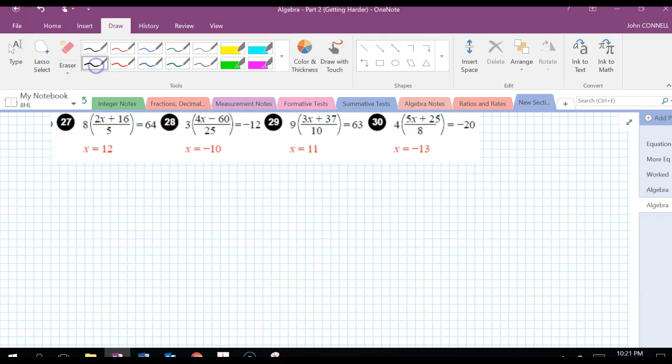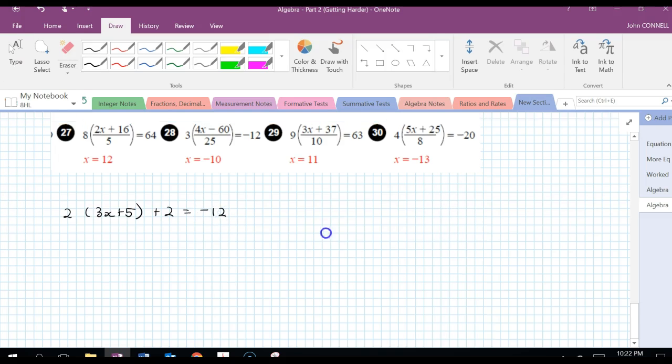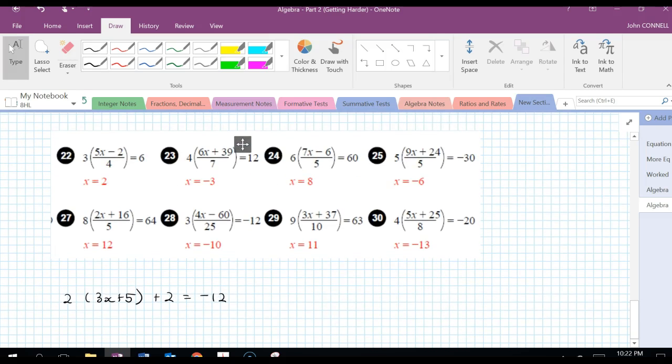Okay, now my next example is 2 outside of (3x plus 5) plus 2 is equal to minus 12. Just if you couldn't see the questions before, these are the questions here and with the answers, so make sure you go through and complete those.